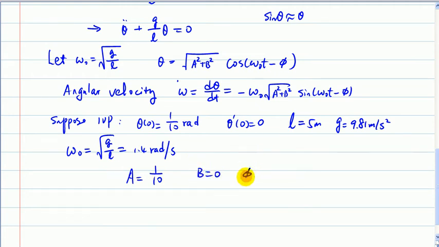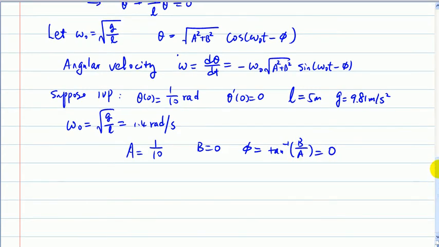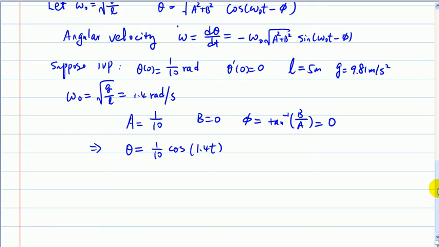So that means this phi angle is basically 0 degrees. So then overall, the motion of the system is theta equal to 1/10 cosine of 1.4t. So that's the position of this harmonic motion here.